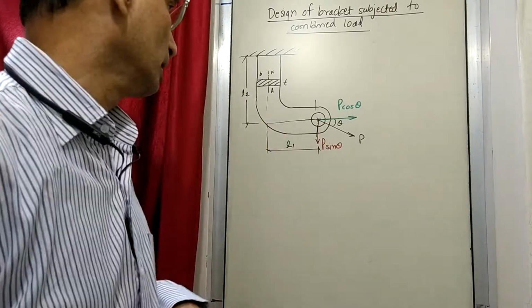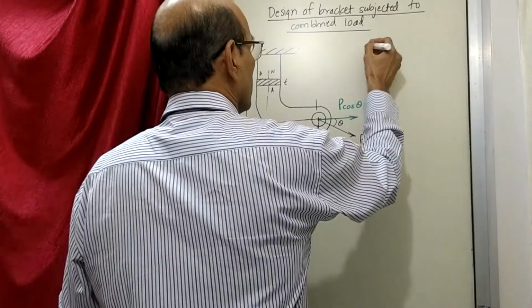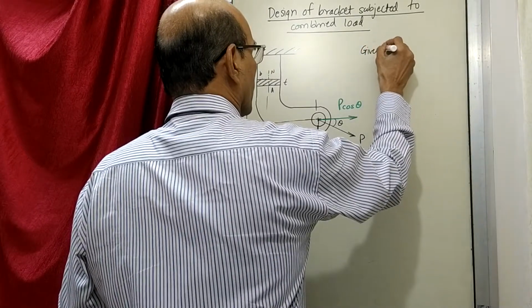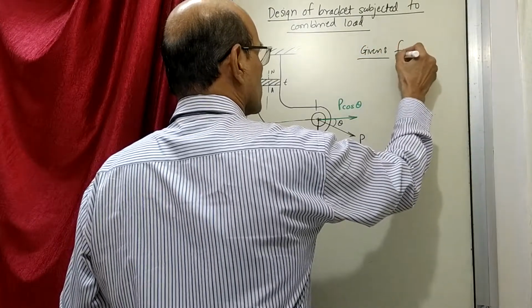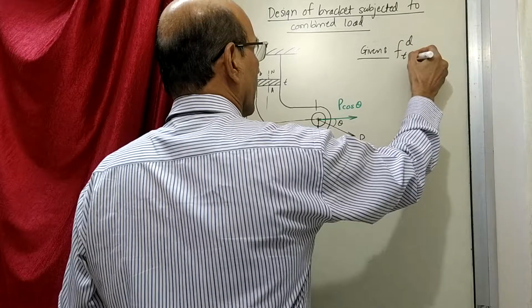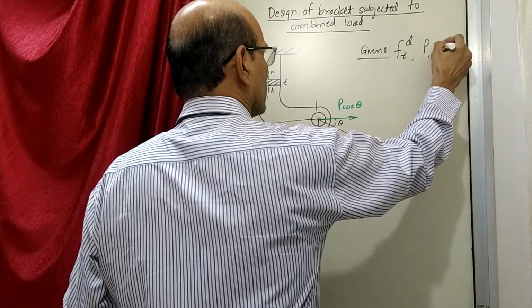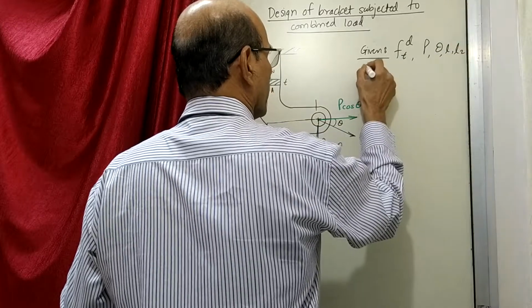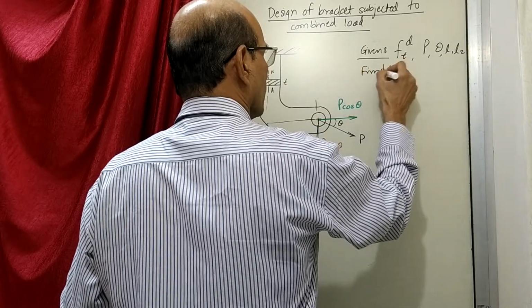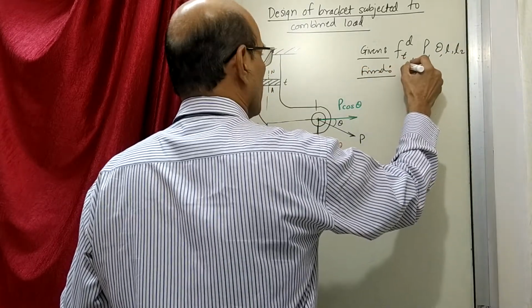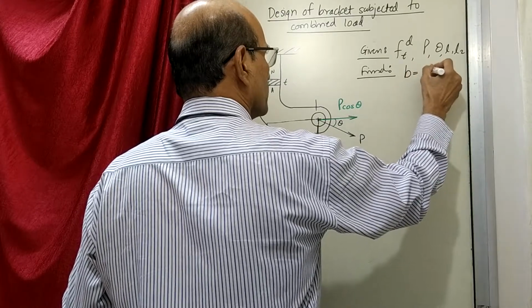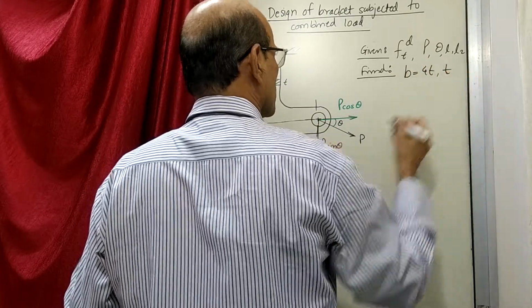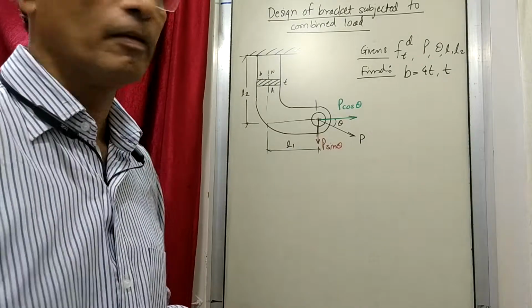We are given the bracket and certain things are given. Of course the design stress is given, and the load is given, angle theta is given, and L1, L2 given. And then you are asked to find out B, which is 4 times T, and of course T. Basically the cross section you have to design.